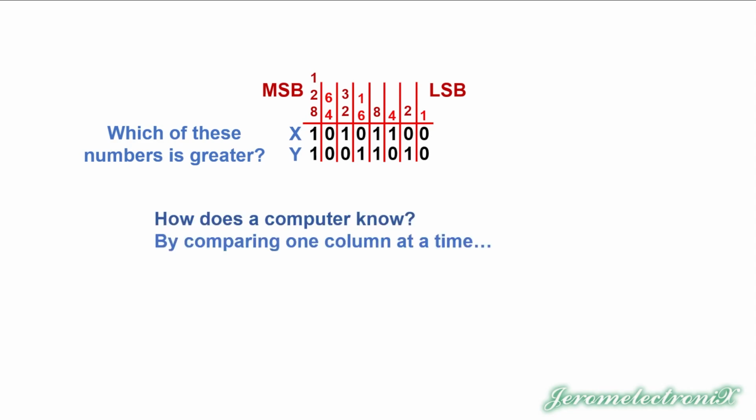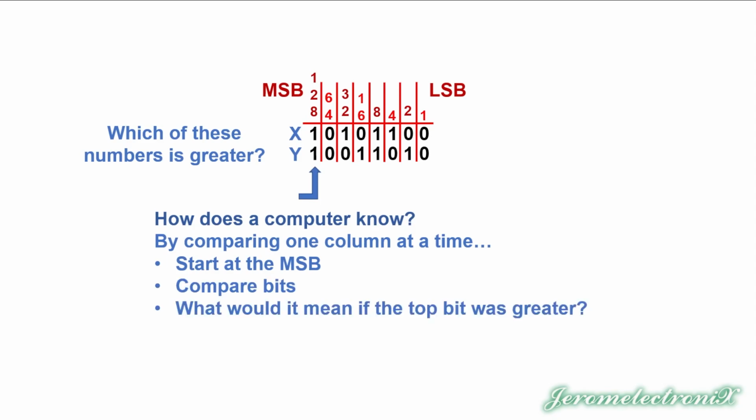Okay, so a computer will learn this by comparing one column at a time, starting at the MSB, and it will look at those and compare the bits, and then it needs to report back to us if X is greater than Y, if X is less than Y, or if X is equal to Y. So if the top bit was greater, that would mean X is 1 and Y is 0. Well, that would mean the whole byte X is greater because the column weights are twice as heavy as the next column.